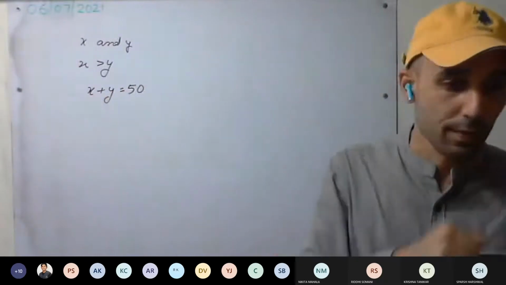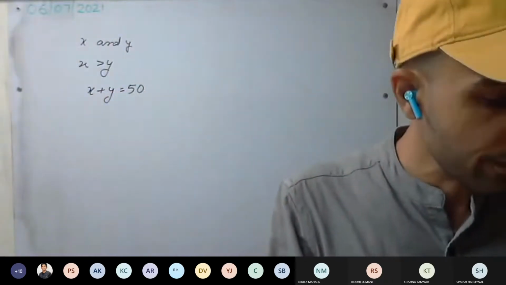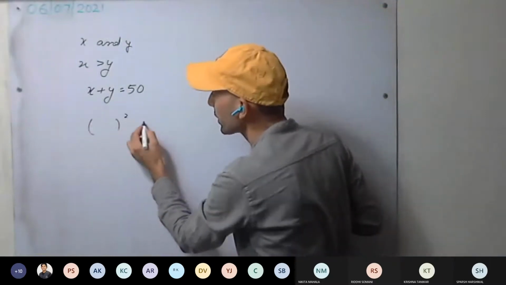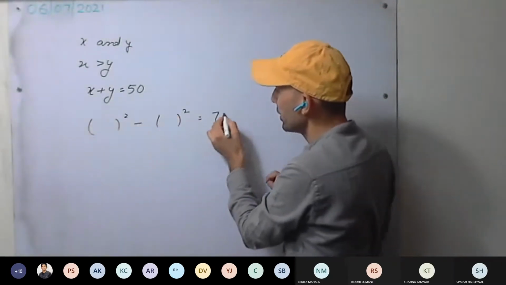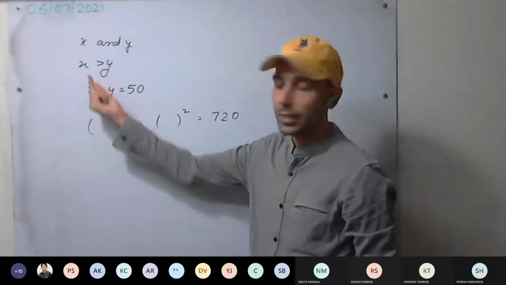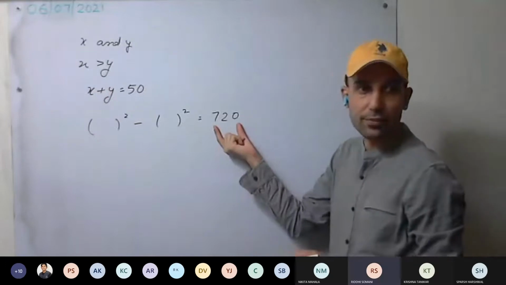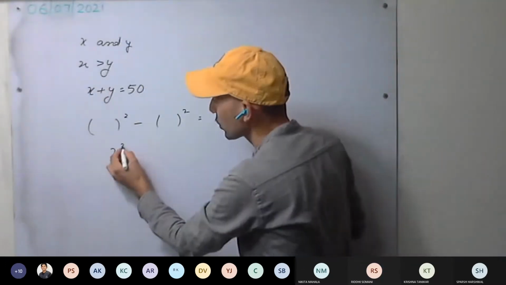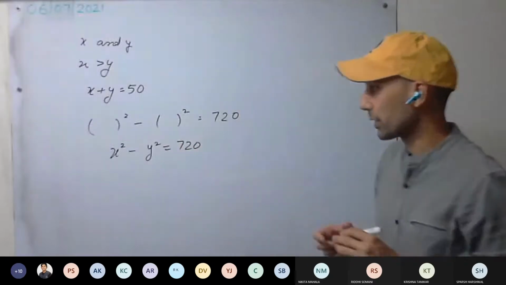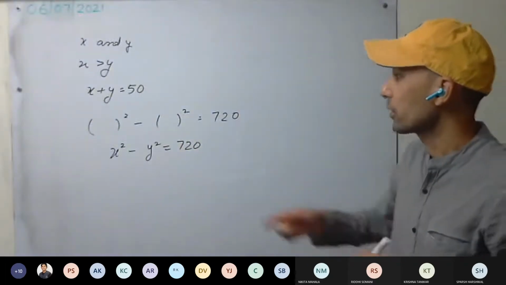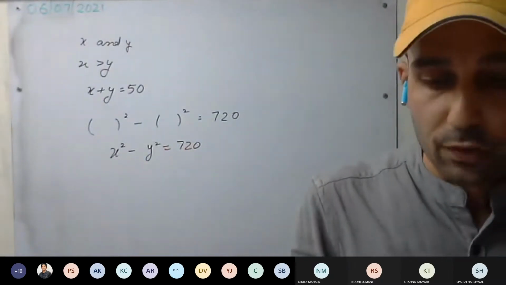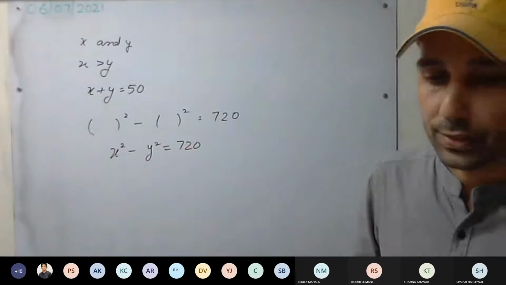The second statement is that the difference of their squares is 720. Which number should we put first, x or y? x is greater, so x squared minus y squared, since the difference is positive. Therefore, x squared minus y squared equals 720. This is given, and we have to find the numbers.